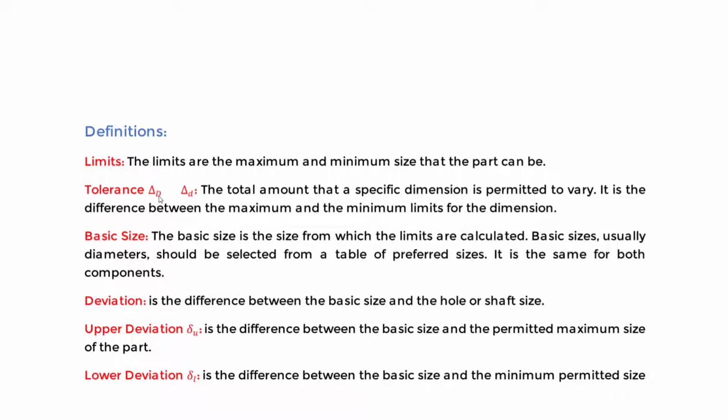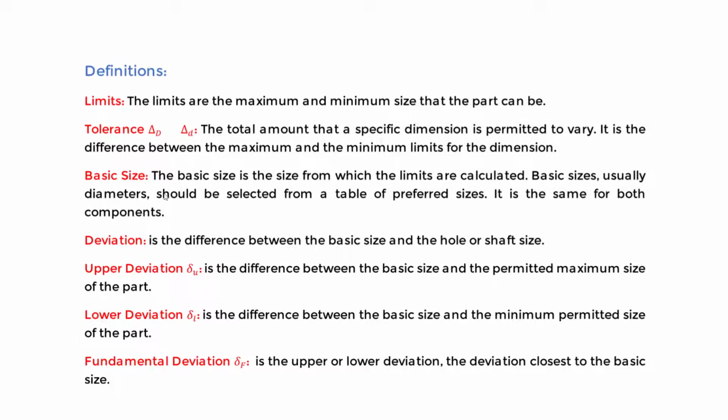Delta D is for what? Capital D is for which one? The hole, right? Capital D is for the hole. So they denote it as delta D, the tolerance for the hole, and delta d, lowercase d, is the tolerance for the shaft, right? For the shaft, the lowercase delta d. And so that's the tolerance, the total amount a specific dimension is permitted to vary. So it's the difference between the maximum and minimum limits of the dimension. And we will find that for this question.